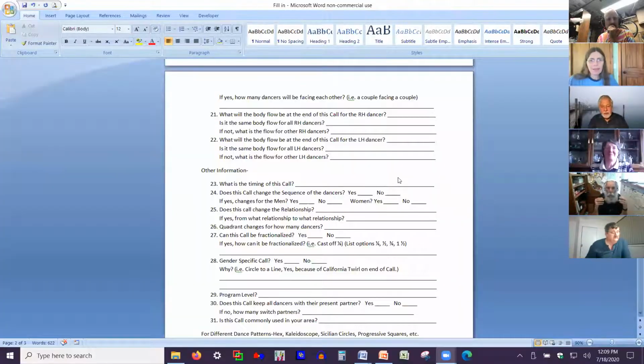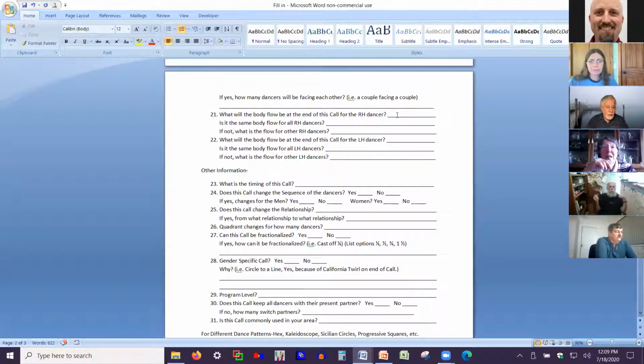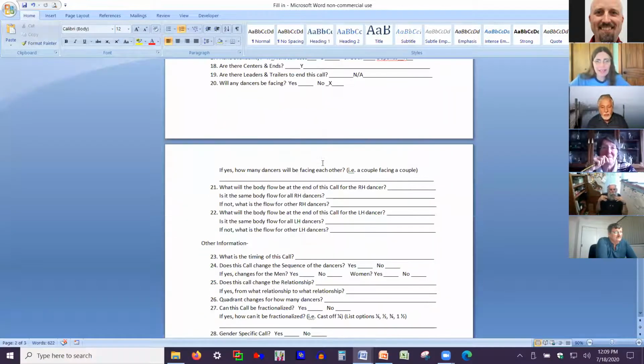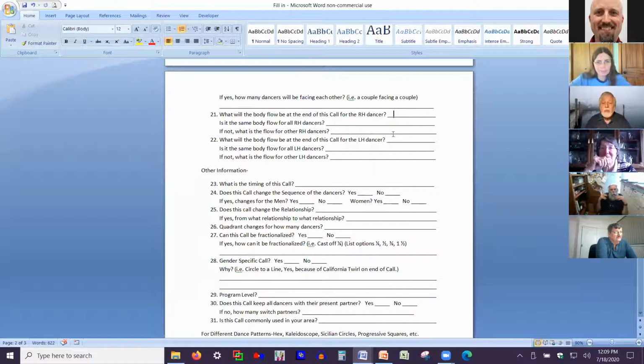Say something, somebody. Well, did we want to finish our sheet? I think it'd be a great idea if you did. Go for it. Okay, so we were at the body flow for the right-hand dancer. Which is the right-hand dancer? This was at the end, wasn't it? Oh yeah, this was at the end of the call. Yeah.